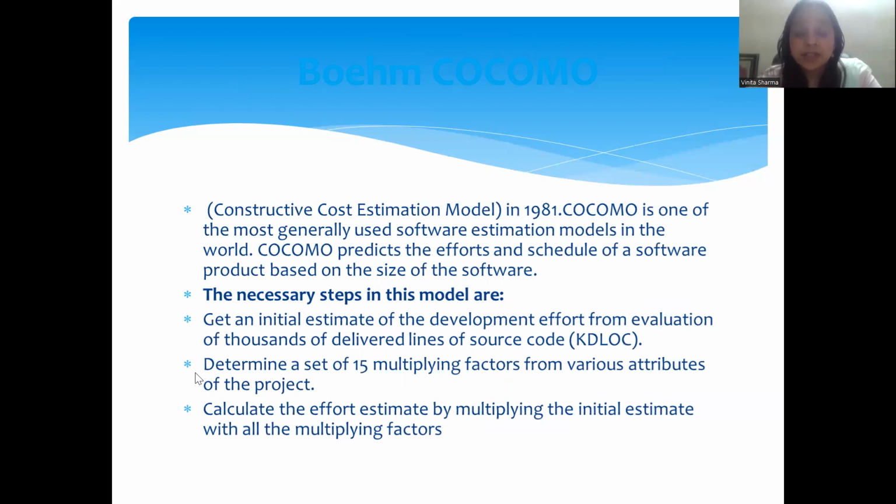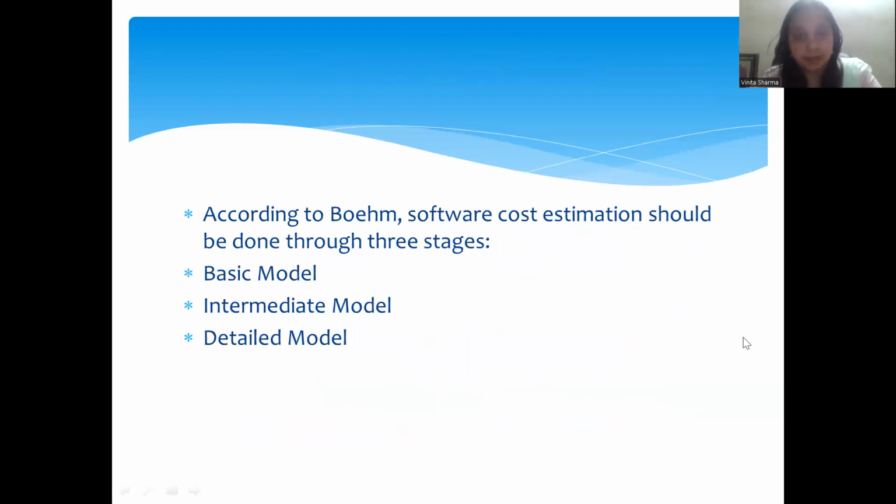There are basically two necessary steps in this model. Get an initial estimate. First of all, whenever we have to develop any software, we have to take an estimate of the software based on some source code, and determine a set of 15 multiplying factors from various attributes of the project. Calculate the effort estimate by multiplying the initial estimate with all the multiplying factors.